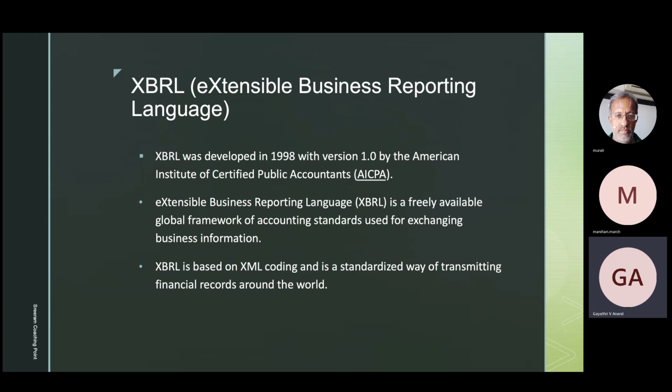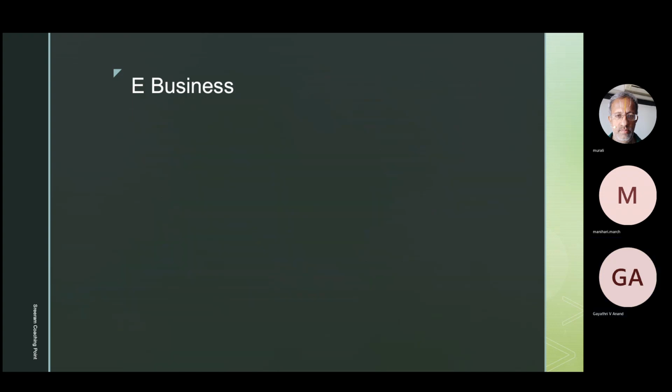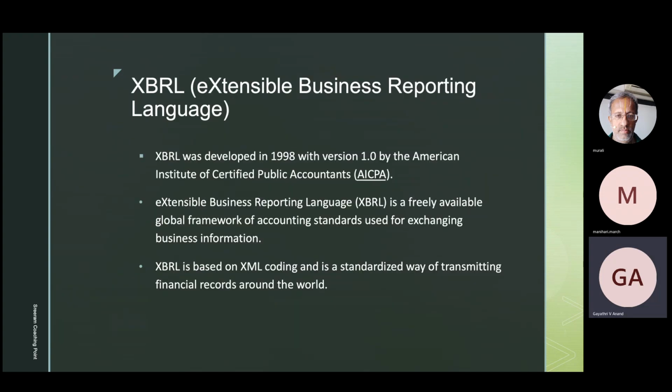Okay, but you want to share it to the concerned party who would be interested, you might use this. Now you could have one or two questions. So all that you have to know, keyword is, it is exchanging business information, and it is based on XML coding, and it is a standardized way of transmitting financial records. So you can have one or two keywords, one or two questions based on this.